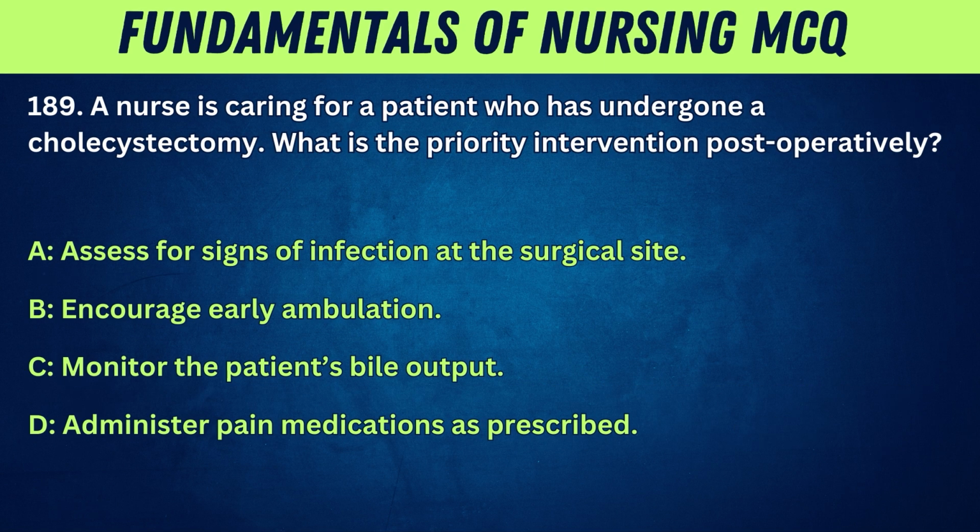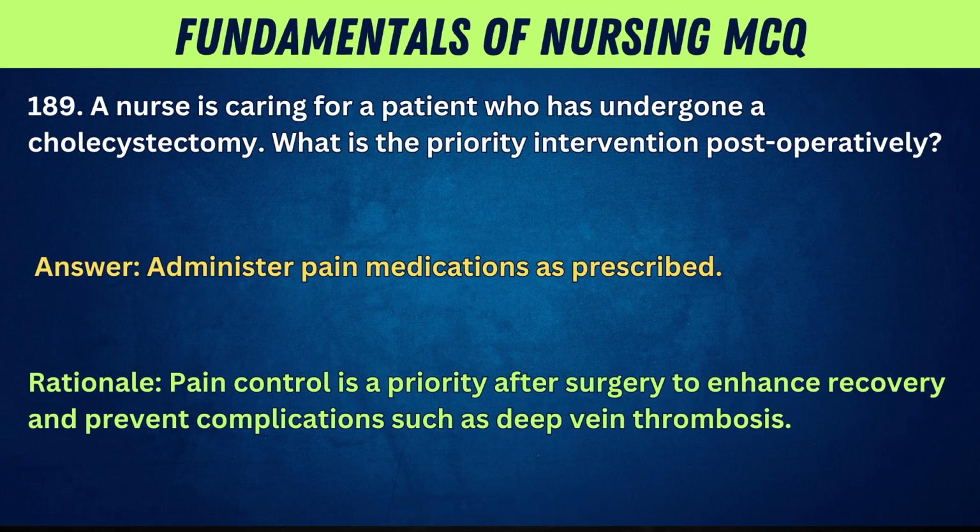189. A nurse is caring for a patient who has undergone a cholecystectomy. What is the priority intervention postoperatively? A. Assess for signs of infection at the surgical site. B. Encourage early ambulation. C. Monitor the patient's bile output. D. Administer pain medications as prescribed. Answer. Administer pain medications as prescribed. Rationale. Pain control is a priority after surgery to enhance recovery and prevent complications such as deep vein thrombosis.